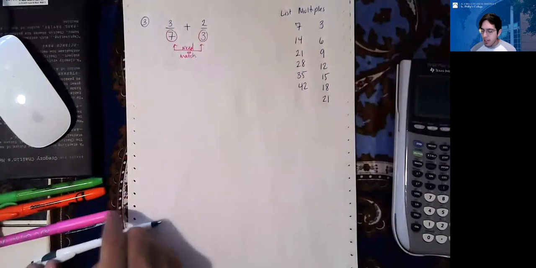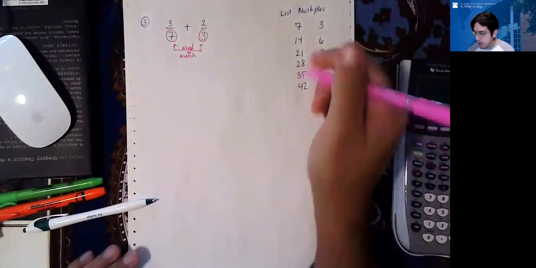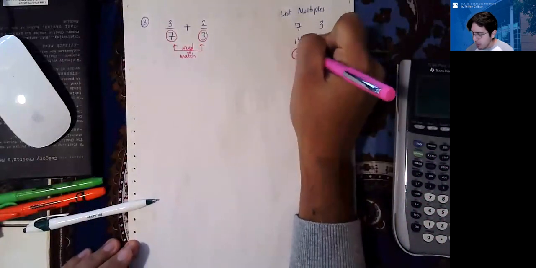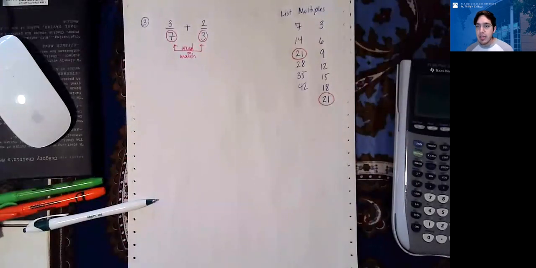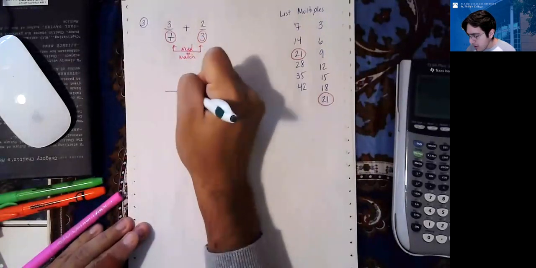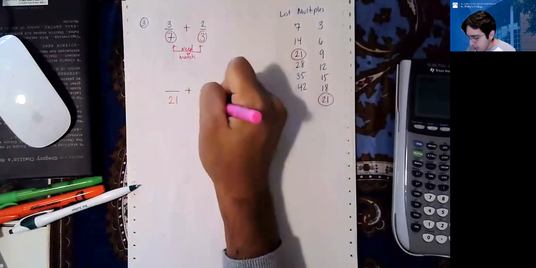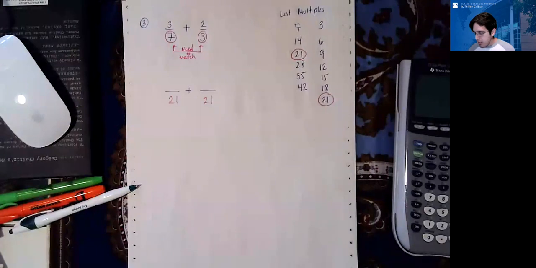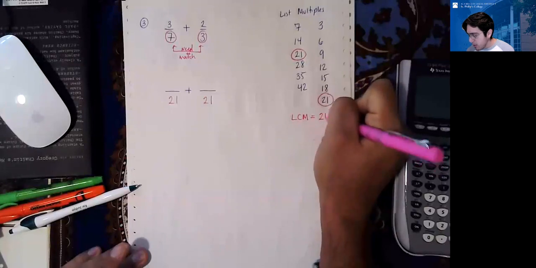And we can actually stop there because now we have a number in our lists that is the same. That is, we have 21 here, and 21 here. That's the first number that appears that is common between these two lists of multiples. So that gives us a strategy for how we need to transform these fractions. We need to make these fractions so that we have 21 as our common denominator. So the least common multiple, or the least common denominator, will be 21.